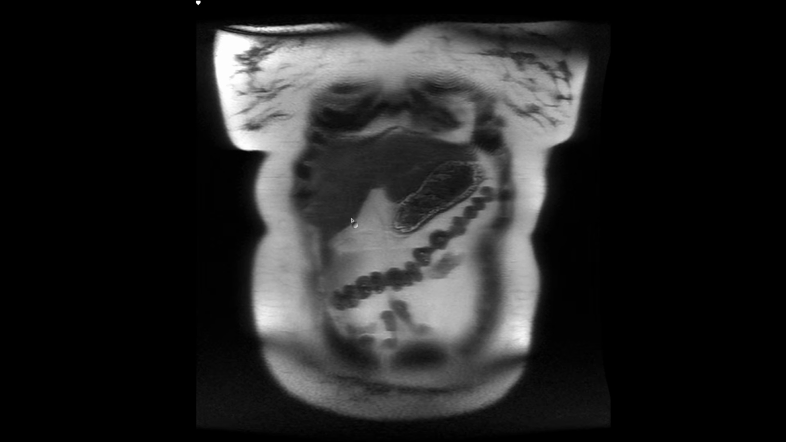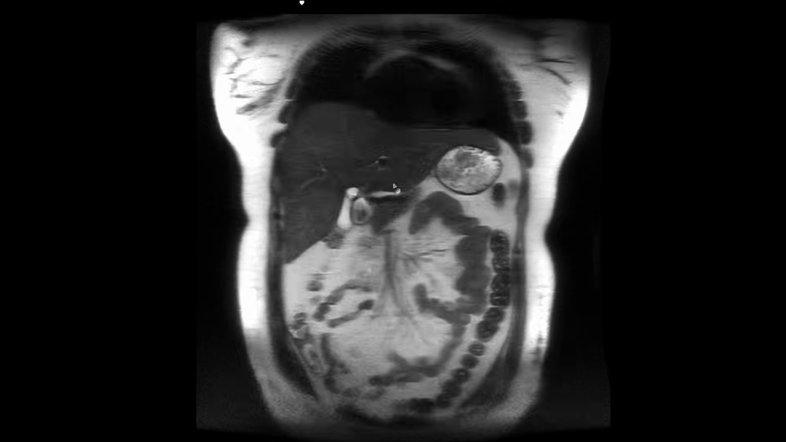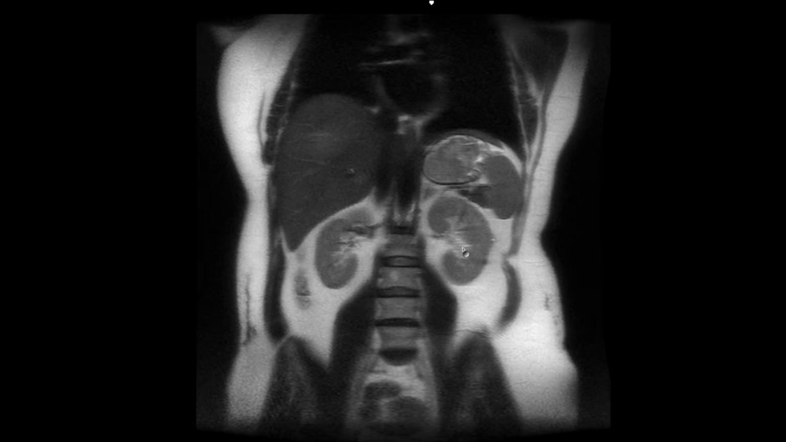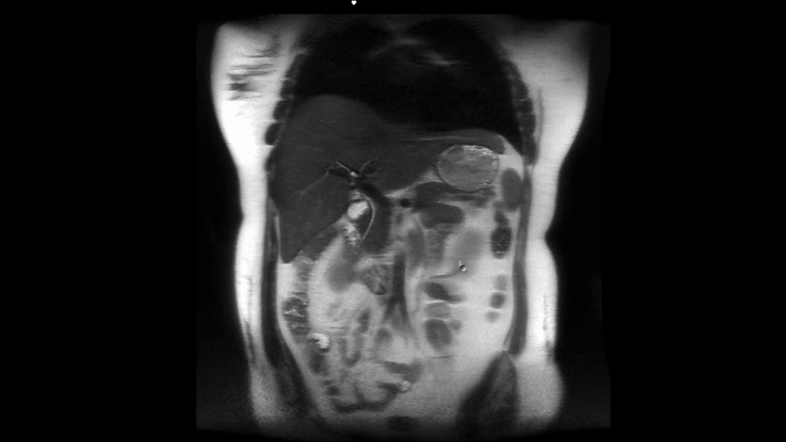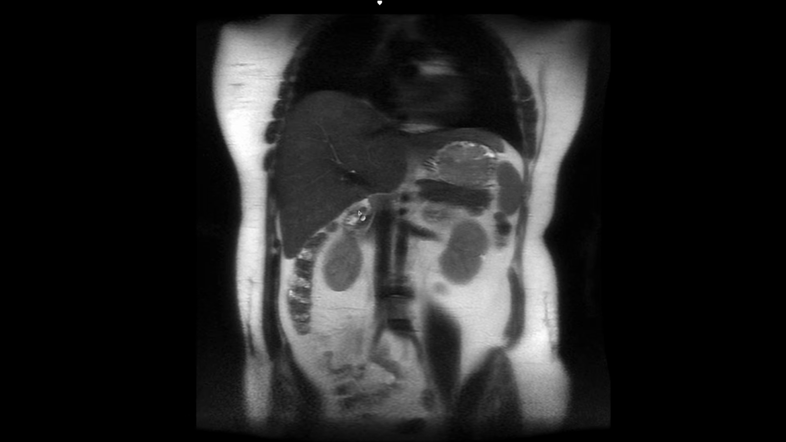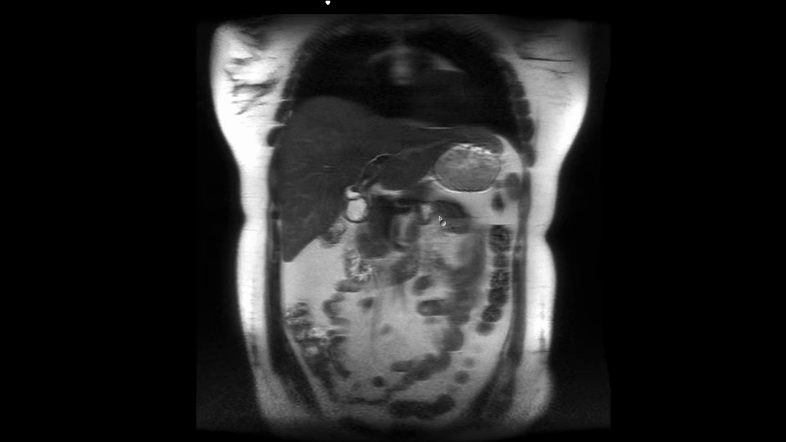You'll notice again things like fluid are bright, the stomach, the CSF. We can see tiny cysts in the kidneys, for example. But it looks like most of the action is in the liver based on this overview.